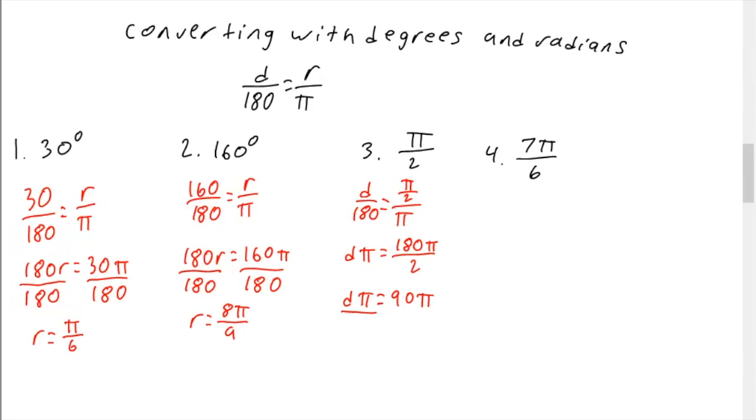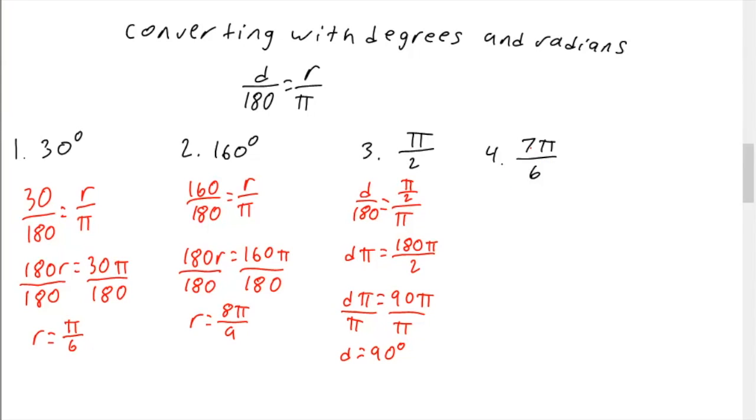So now we divide both sides by pi. And that leaves us with d equals, and the pi's can cancel to leave just 90. So pi over 2 is the same as 90 degrees. You can also see that because 180 divided by 2 is 90. So you didn't have to set up the proportion that way, but it allows you to see it. So whichever strategy you use is up to you.